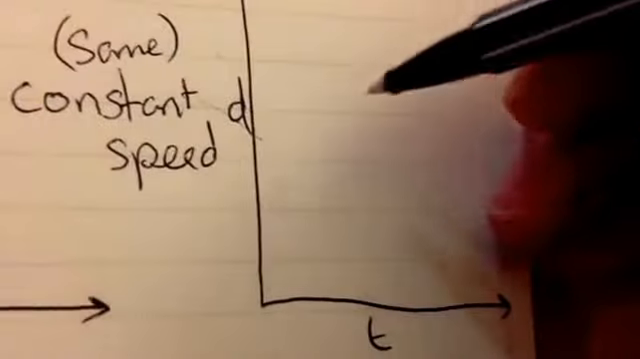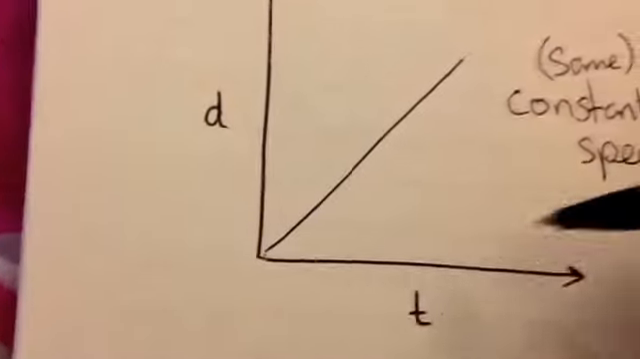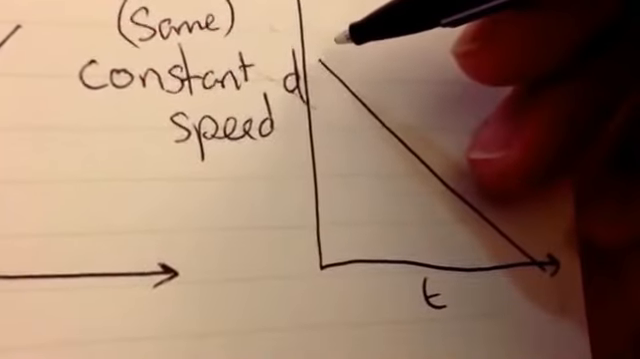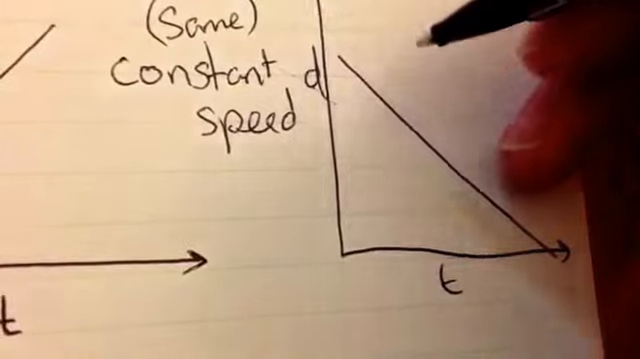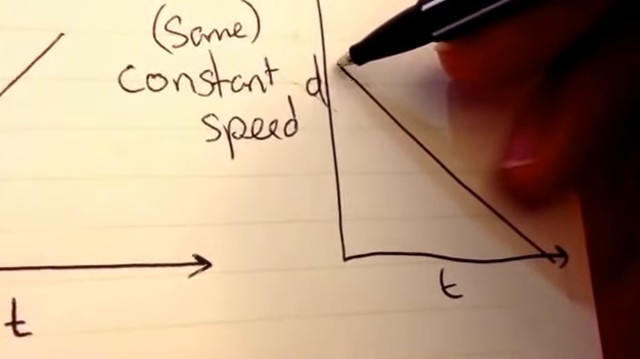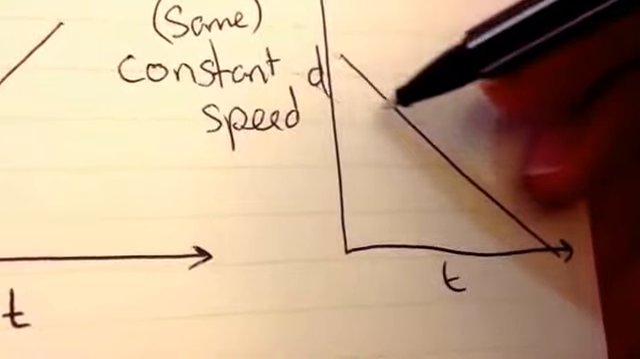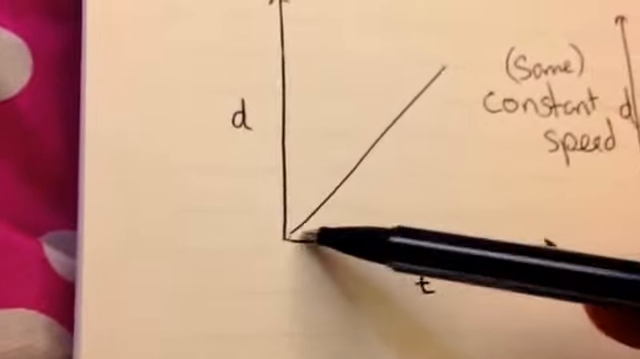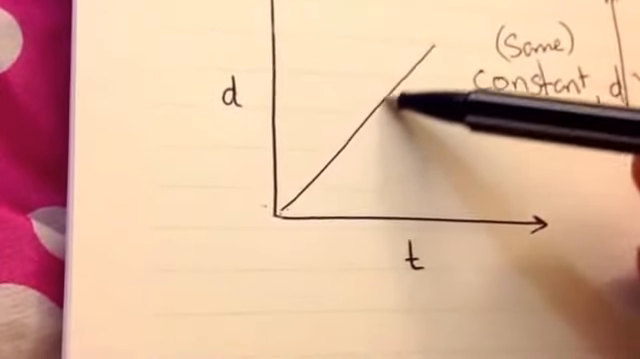Constant speed is a straight line, but it doesn't always have to go upwards. It can come down like this. This is also a constant speed, the same speed, but the speed is negative. It's going backwards, meaning the person's starting away from home and he's slowly travelling back to home. Whereas this one, he's starting at home, let's say home is here, and he's travelling away.